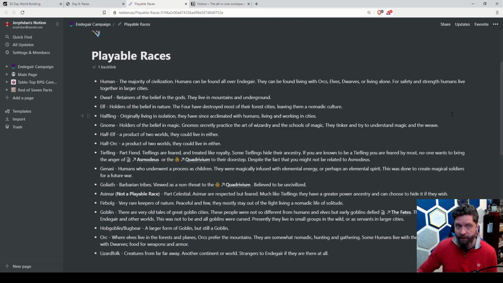Human, the majority of civilizations. Humans can be found all over Endegar. They can be found living with orcs, elves, dwarves, or living alone. For safety and strength, humans live together in larger cities, so you don't see a lot of humans by themselves. Dwarves. Dwarves are the retainers of the belief in the gods. They live in mountains and underground.